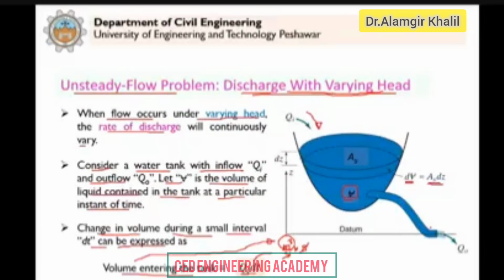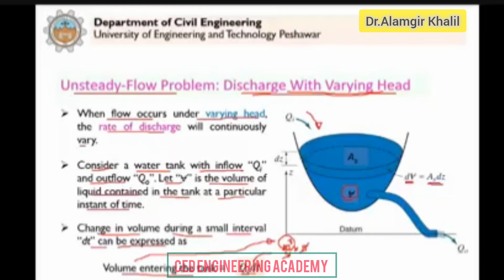Now we also have outflow from this tank. So the volume leaving the tank will be equal to Q0 times dt. This Q0 multiplied by dt is the volume that is leaving the tank. So what will be the change in volume? The difference of the two.